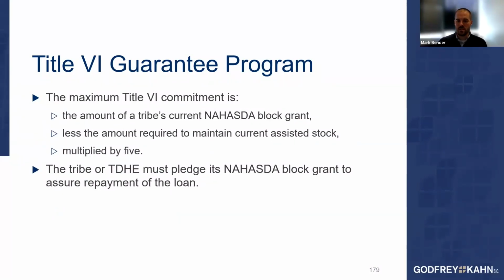So a couple catches to this program. Developers of affordable housing in Indian country need to be aware that there's a limit on how much borrowing capacity the TDHE has. The max amount that can be guaranteed under a Title VI loan is 5 times the TDHE's total Indian housing block grant, minus the amounts needed to maintain existing housing stock. As a rough estimate, this often comes down to taking the needs component of the grant and multiplying it by 5, although even that's sometimes a higher number than can actually comfortably be accommodated.